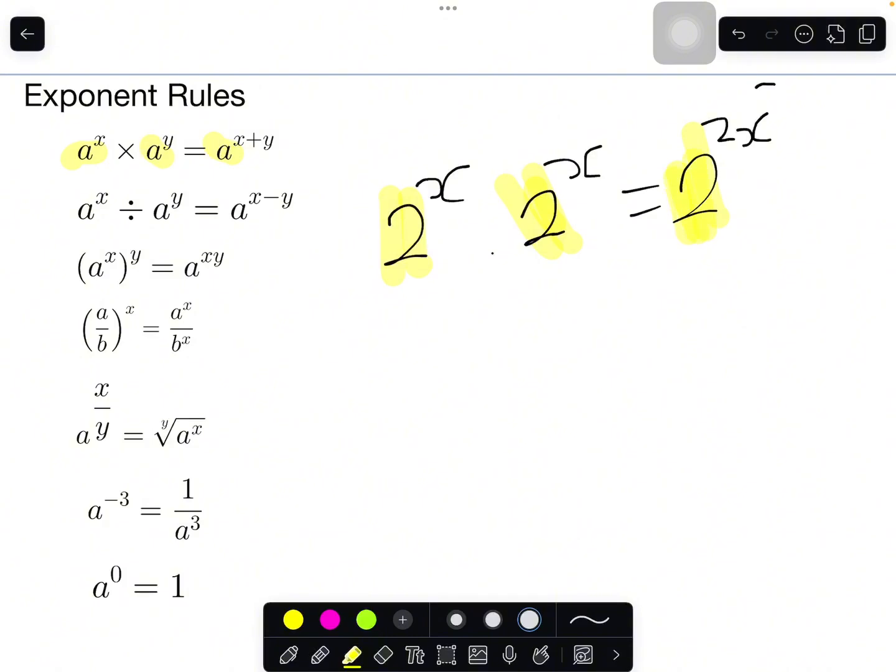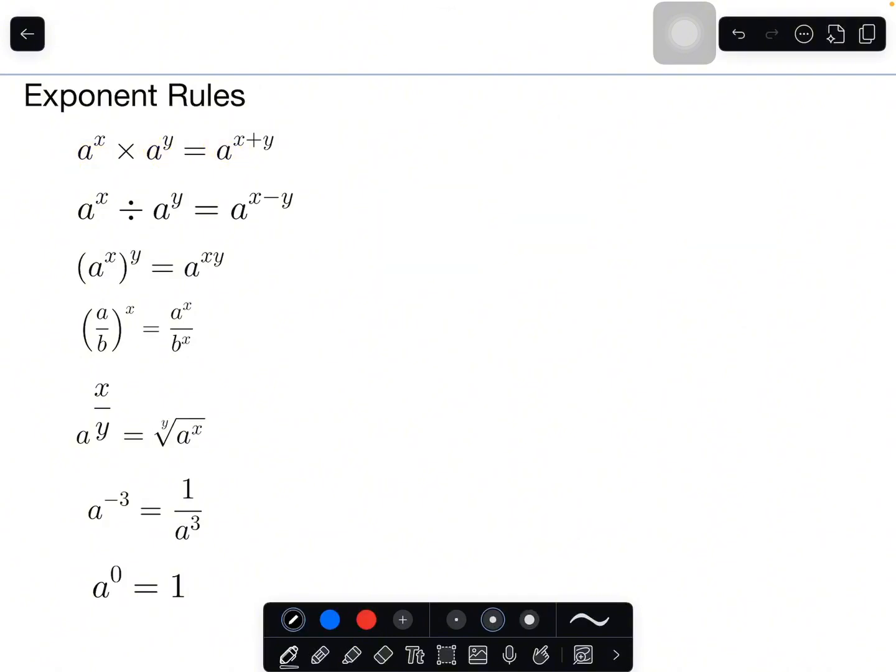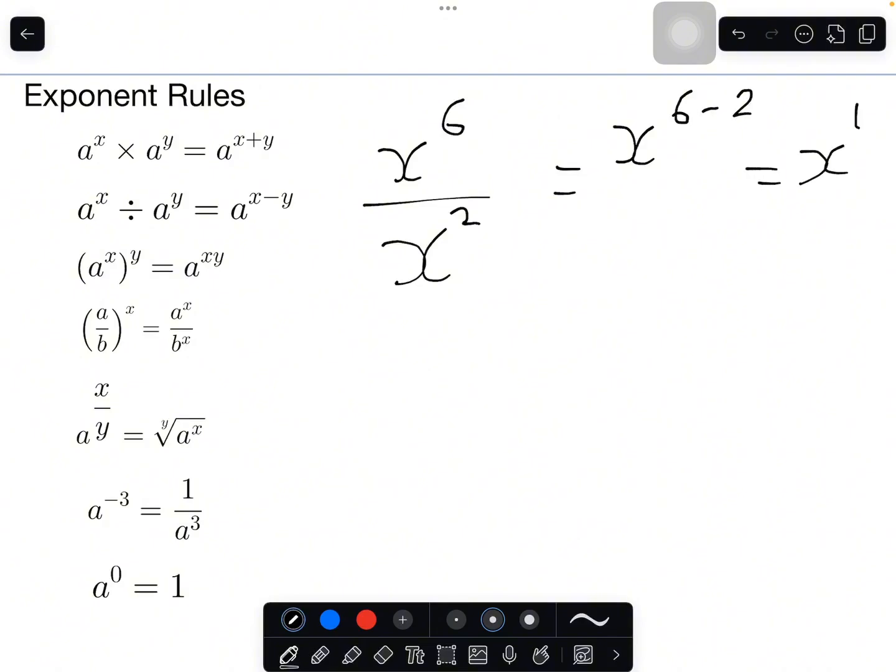Let's move on to the next rule. Now we're going to be working with our division. If I have a to the power x divided by a to the power y, I get a to the power x minus y. So for multiplication, when we multiply like bases, we add the exponents. For division, we are going to subtract the exponents. So if I have x to the power 6 over x to the power 2, I would then get x to the power 6 minus 2, which would then give me x to the power 4.